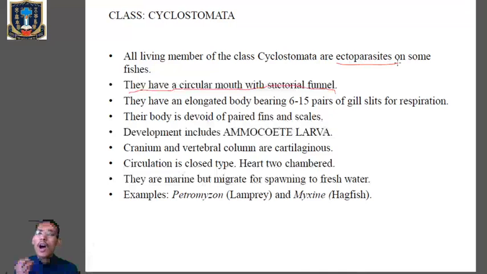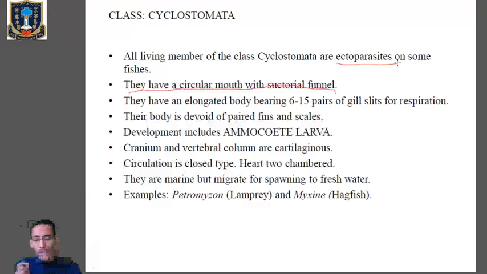Since they have a mouth with suctorial funnel, they are mainly ectoparasites. Ecto means outside, while endo means inside. So from the outside, they feed on the body of other organisms or the host. These Cyclostomata are ectoparasites on other fishes. They have an elongated body which bears around 6 to 15 pairs of gill slits for respiration, and their body is devoid of scales and paired fins. So we don't find the scales and the fins in case of Cyclostomata.